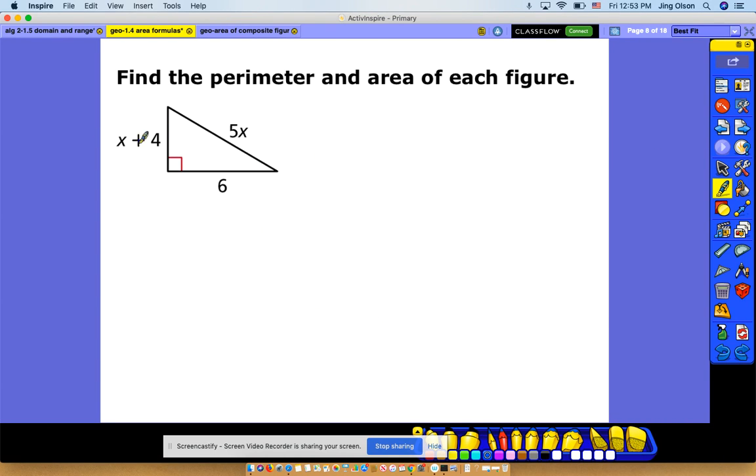This one we don't have numbers or variables here. We're finding the perimeter, we're finding the area. So your answer is not going to be a number, okay? Because we have x's here.